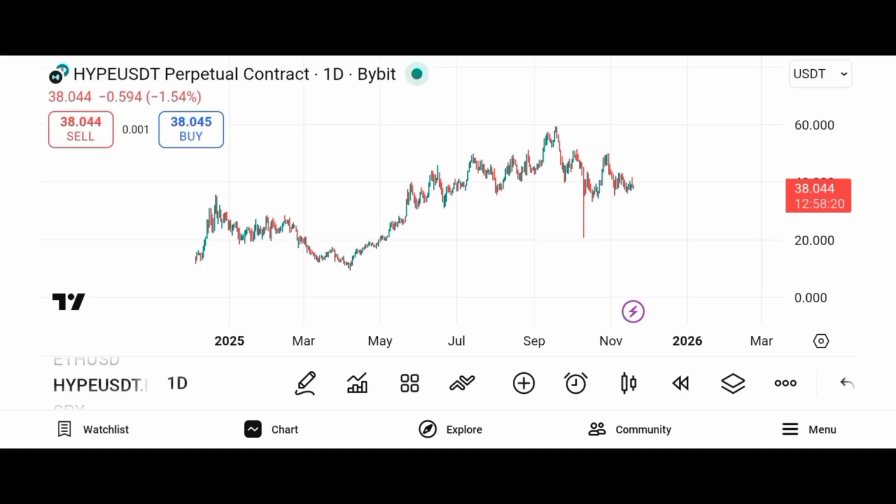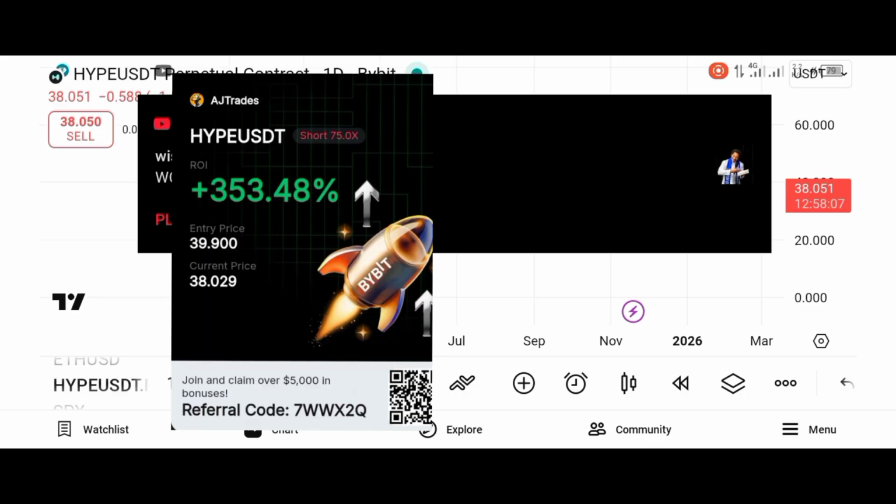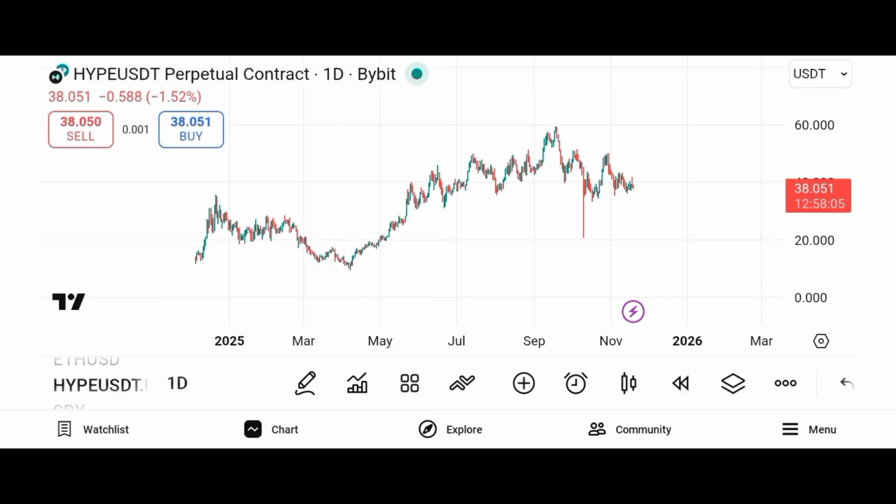Now this is an amazing trade right here that I took. This is Hype USDT. I want to show you guys how I did this wonderful analysis on this particular trade. Now you want to be able to trade the market properly like a pro.